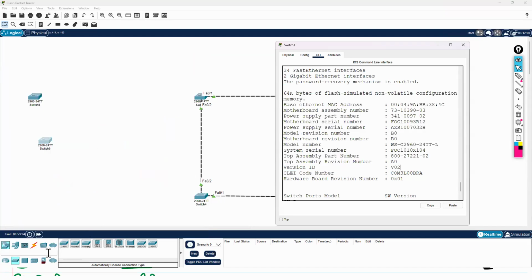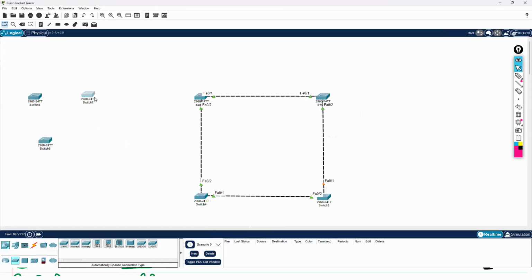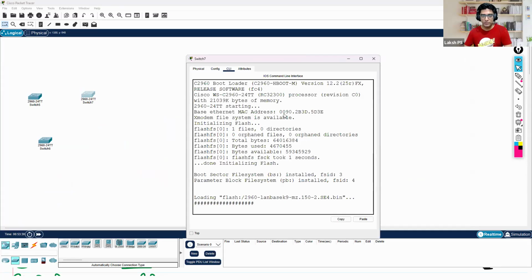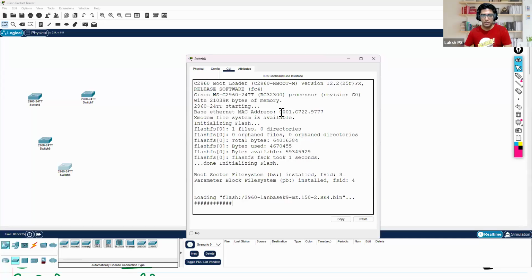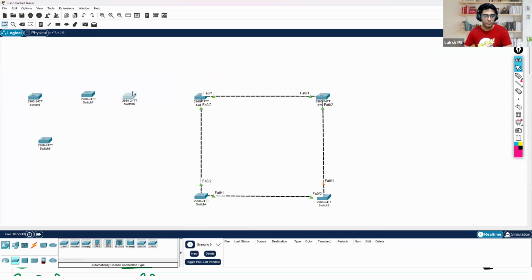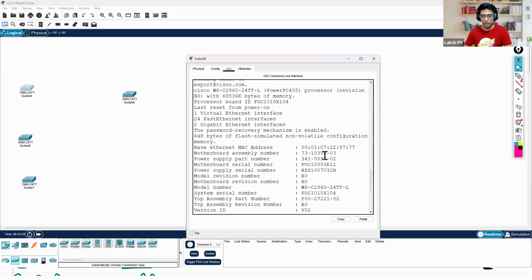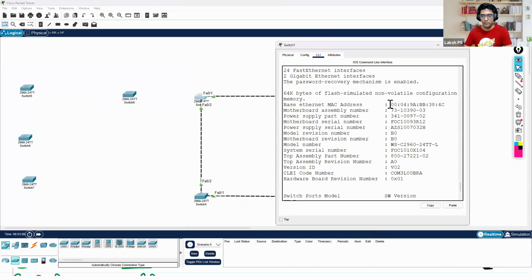Yeah, it's very difficult to get. We have to keep on adding switches. Which one is less than? Exactly. So 0004, 009, no, 0001. Yes, got it. This is switch number 8. Okay, so switch number 8 has a lower MAC, 0001. And our switch number 1 has 0004. 0001 is less than 0004.